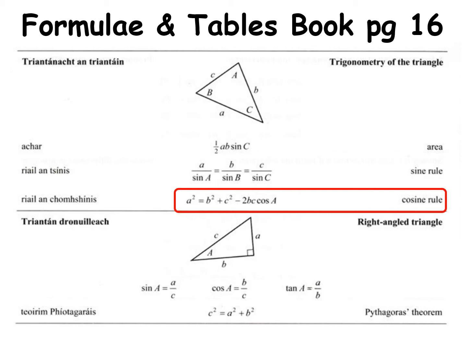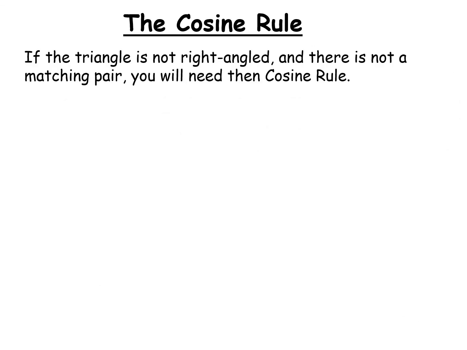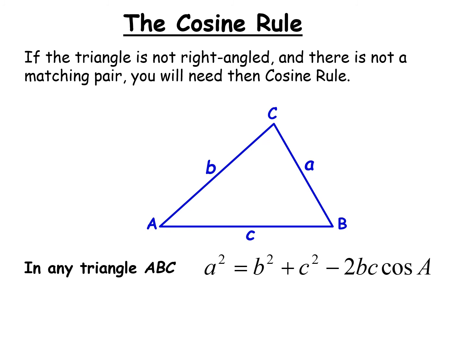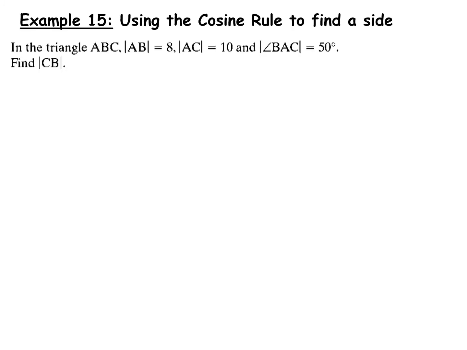So just like before, labeling is going to be super important, and we'll look a little bit about when we can use the cosine rule. So if the triangle is not right angled and there is not a matching pair, you'll need the cosine rule. So just like before, our labeling: capital ABC for the vertices of the triangle, lowercase abc for the sides. In any triangle ABC, a squared is equal to b squared plus c squared minus 2bc cos A.